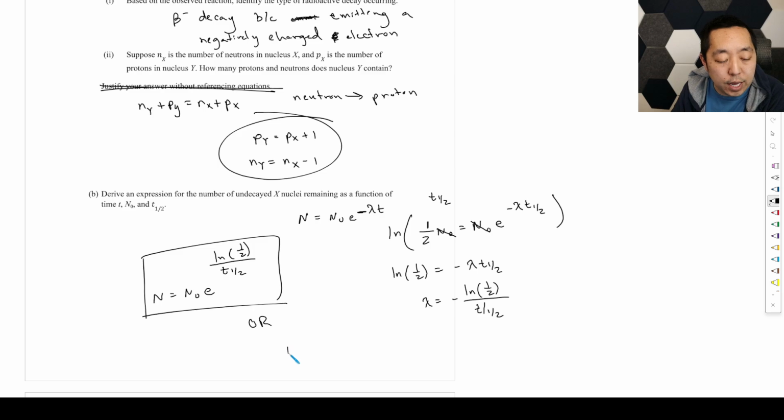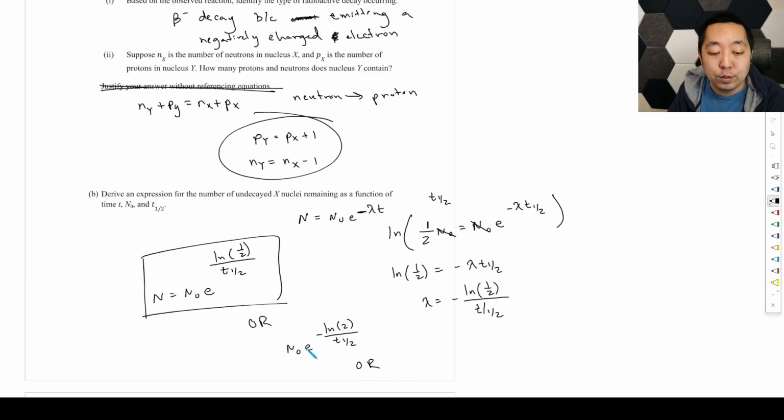Or you could have read it as N0 e to the negative ln of 2 over T to the 1/2, if you guys know that one. That's because you can make this, log rules, 1/2 is 2 to the negative 1. You can bring the negative in front and make it just negative that.